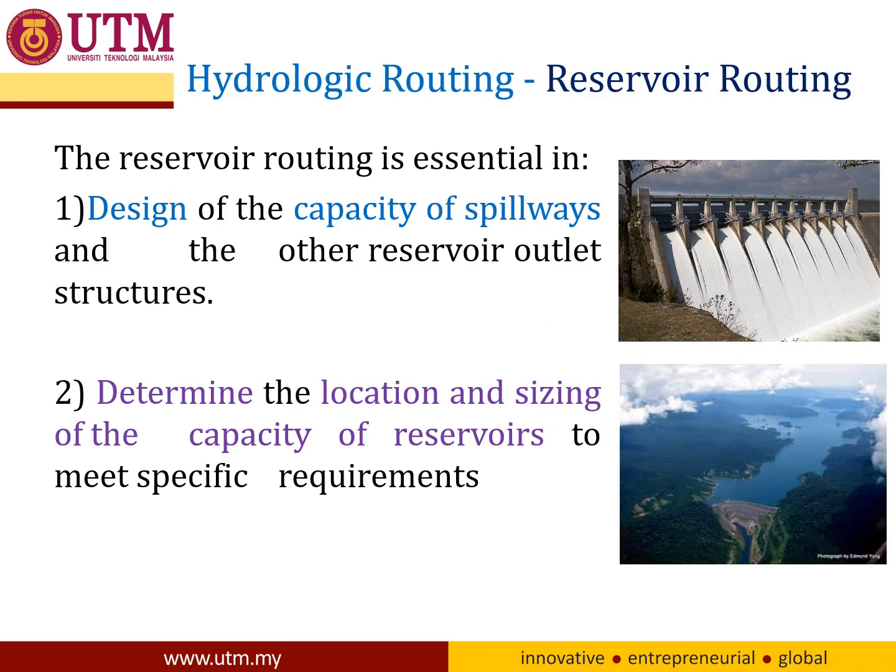So this shows some figures for a reservoir, and the reasons we do reservoir routing. For example, number one, to design the capacity of spillways. So where are the spillways? Here are spillways. These are all spillways, and there are other reservoir outlet structures, not just spillways, but many more types of reservoir outlet. For example, a pipe, a big pipe. And this is a spillway.